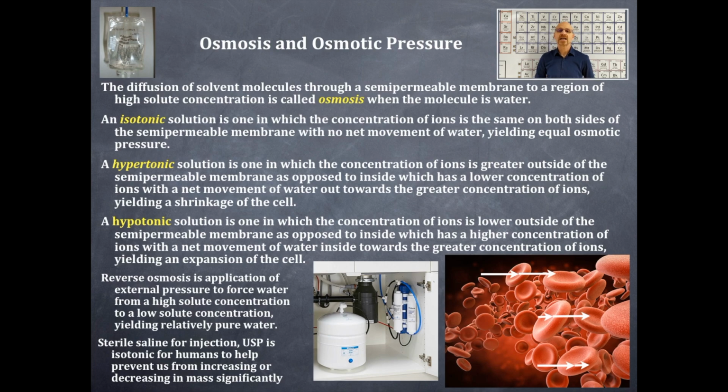Sterile saline for injection, USP, is isotonic for humans to help prevent us from increasing or decreasing in mass significantly. So in the title of this slide, I have a bag to the left. That is a sterile saline for injection, USP, and you can see that in hospitals. If you ever get an intravenous injection of any kind, hopefully you've seen this at hospitals or maybe in a movie or something like that.